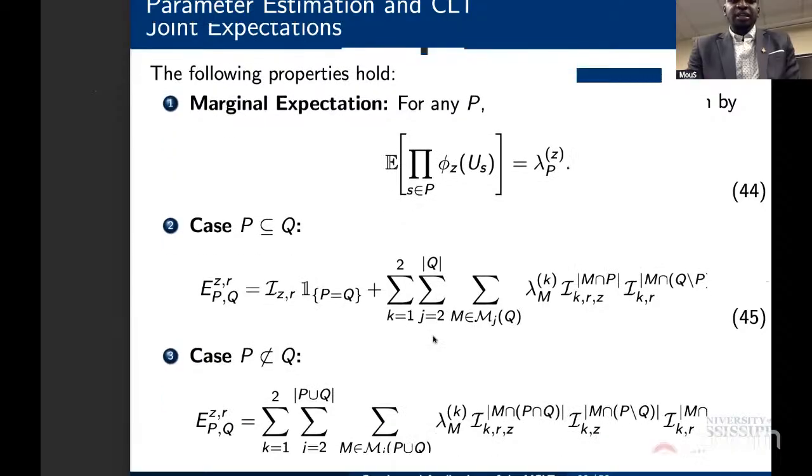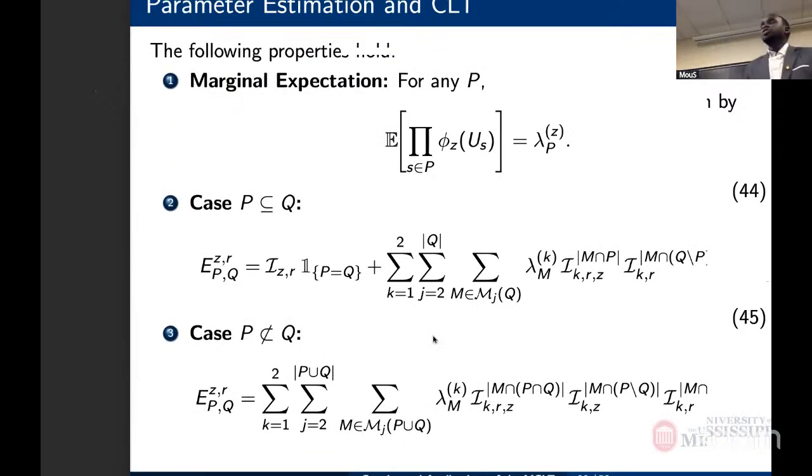Now, following this, we establish the joint expected values depending on the relationship between P and Q. First, we only consider P, and we show that the expected value of the product of the transformations of the random variables that are concerned by it, that is in P, is actually the parameter that is attached to it. Okay, and it's given by equation 46.